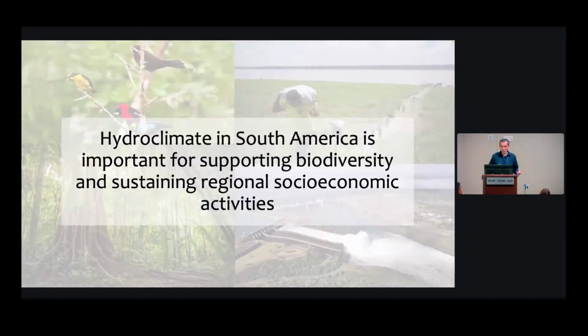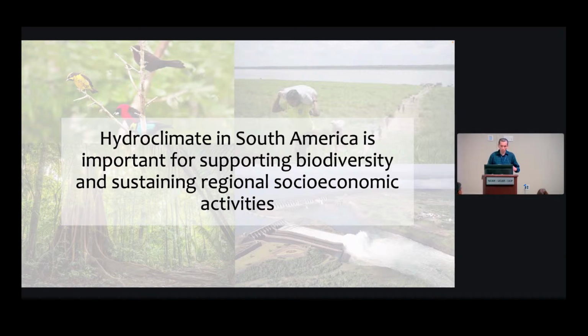So hydroclimate in South America is very important for many reasons, but I'm going to highlight two of them, one being supporting the biodiversity there, and two being sustaining regional socioeconomic activities. You can see in the background on the left, it's really biodiverse and really rich in different kinds of species because it's part of the Amazon rainforest. And it's also one of the major carbon sinks on Earth. So hydroclimate changes could definitely affect both, but on the socioeconomic side, people also rely a lot on water for subsistence and also agriculture, as well as hydroelectric power.